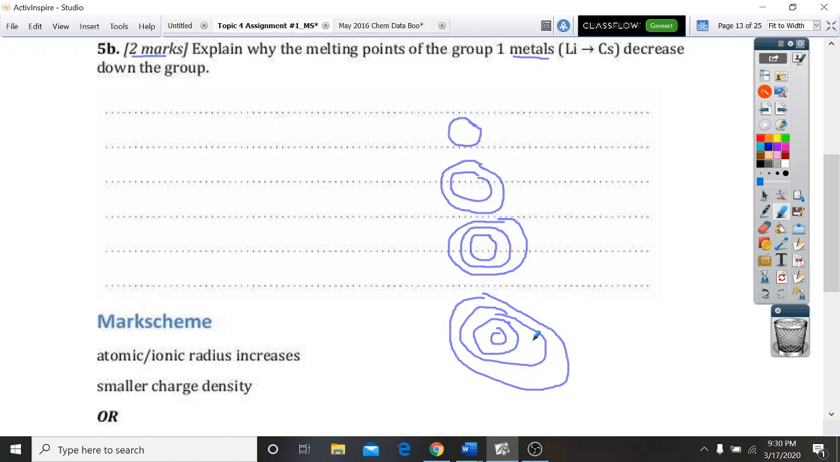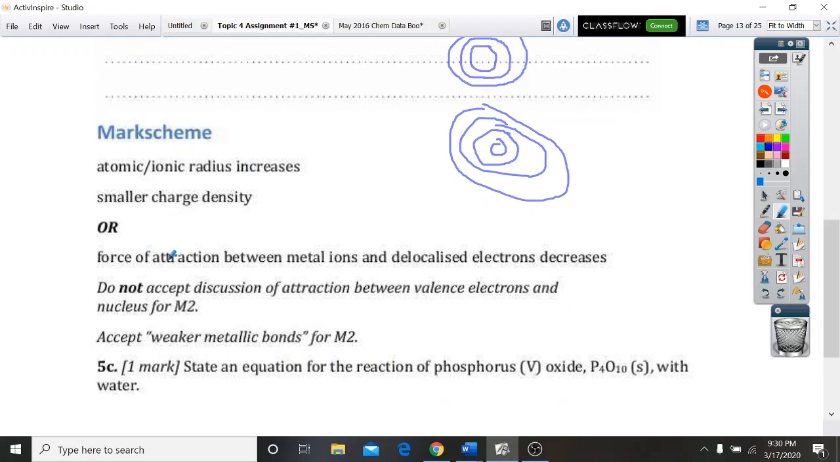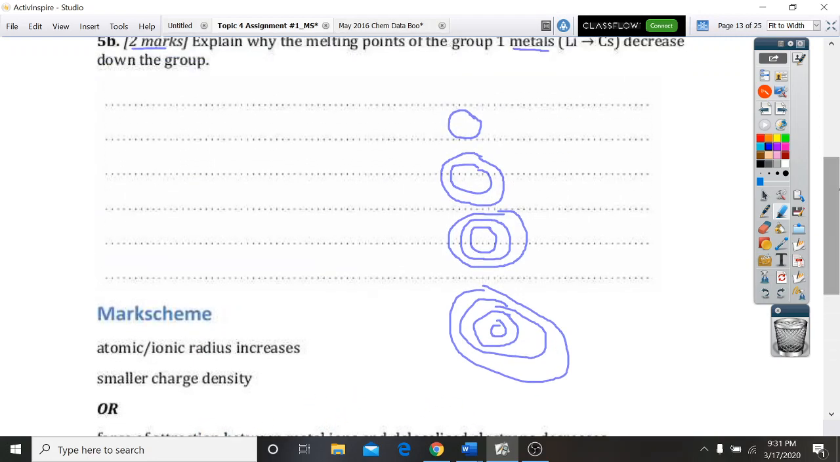Wow, that one looks terrible, just terrible. So here they'll say the atomic or ionic radius of these metals increases down a group. However, there is a decrease in the force of attraction between the metal ions and their delocalized electrons.